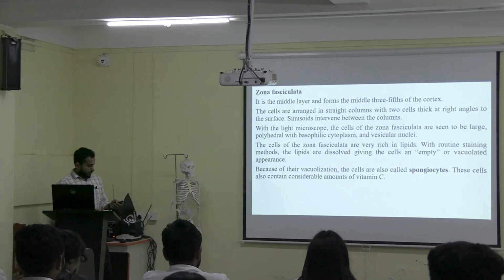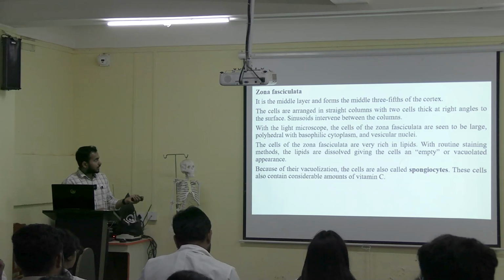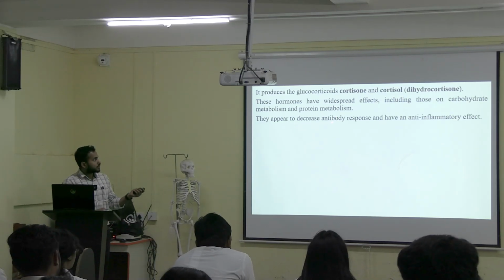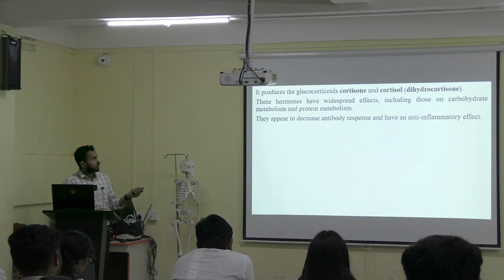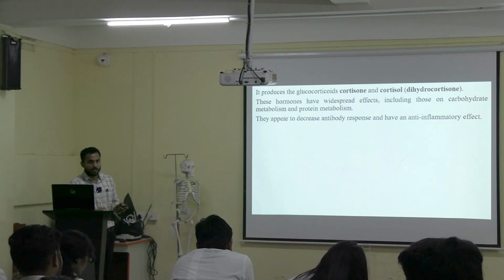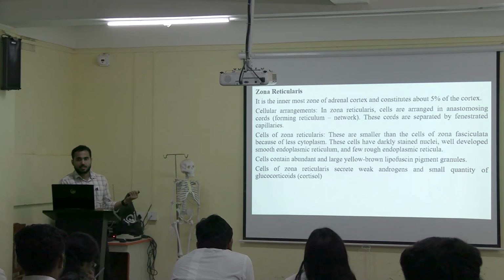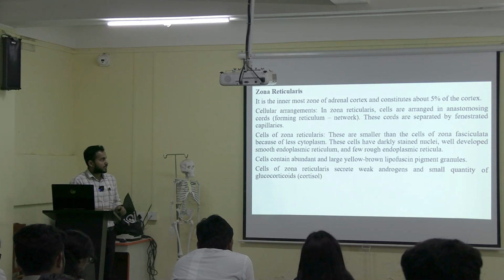Okay, the fasciculata, already I have told you what is the arrangement. Now in case of fasciculata, the hormones which are secreted, these are cortisol and corticosterone. Okay, now they are having decreased antibody response and have important anti-inflammatory effect. In case of reticularis, as I said, the cells are arranged in the form of reticulum or network. Okay, and then they are separated by fenestrated capillaries.